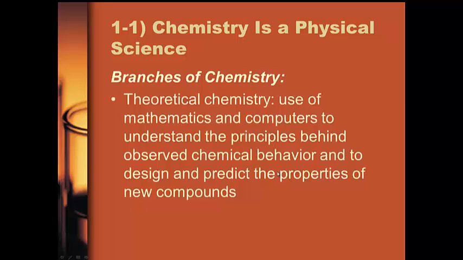And theoretical chemists. These people use math and computers to understand the principles behind the observed chemical behavior and to design and predict the properties of new compounds. This is pretty much where you find research chemists. A lot of them are employed by universities. Some of them will be employed by private companies.